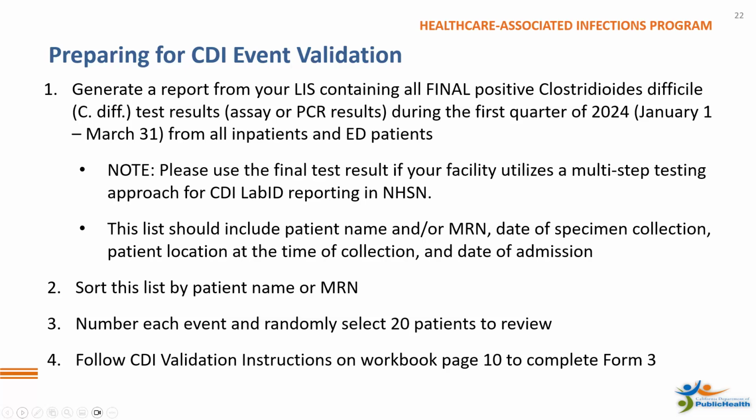You want to make sure the list includes the name, MRN, date of specimen collection, patient location at the time of collection, and date of admission. Sort your list by the name or MRN, and then number them randomly. Select 20 patients to review, just the way you did it with the MRSA lab ID events. If you have less than 20, you'll just plug those in. If you have greater than 20, you'll divide by 20 and then fill in the 20 selected for review. Make sure that you refer to the validation workbook, page 10, which will guide you through completing Form 3. Next slide.